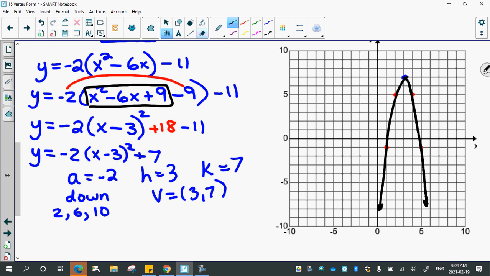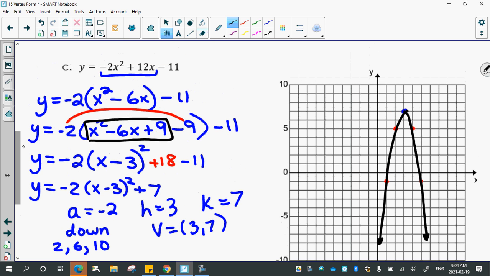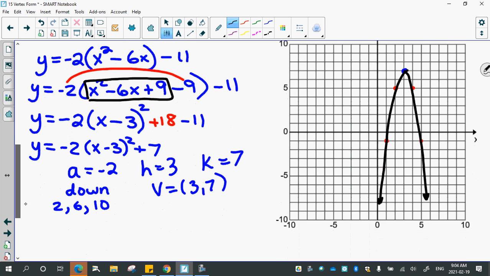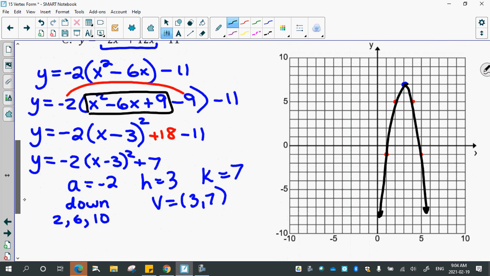You can always use your y-intercept to see if it makes sense. -11, yep, does. Just off the grid. And this one has a maximum value. So a highest point of 7, which we see as our k value.